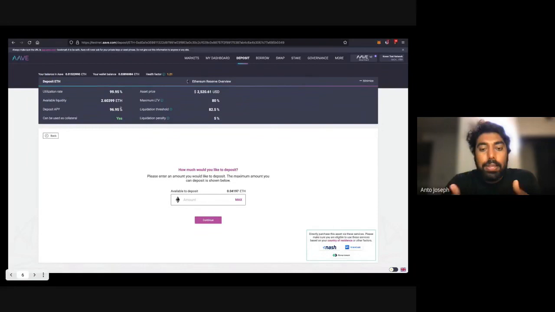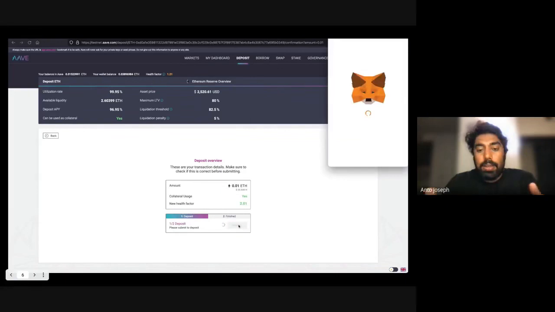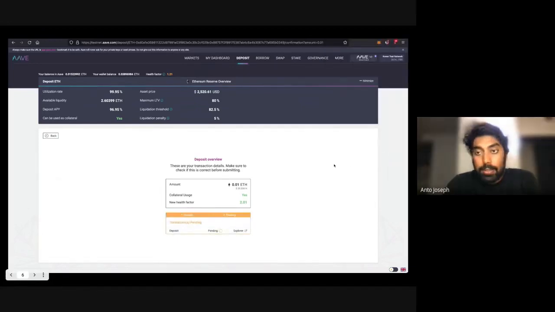And now we can add more collateral if we wish to. If we add collateral, we'll earn an APY on our collateral, which is interest. And here I'm adding some more collateral to my position in Aave. When I click on deposit, the app asks me to sign a transaction. And I will do that with my wallet. In this case, it is MetaMask, which has my private keys.